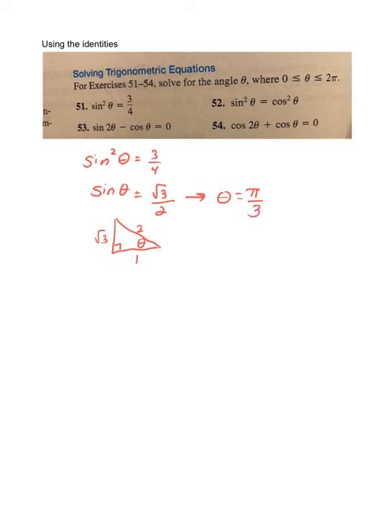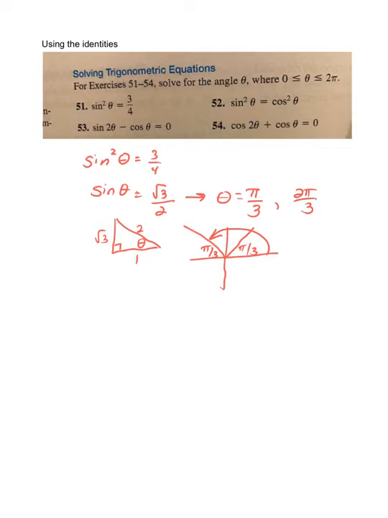They want to know all of the angles that are available between 0 and 2 pi. So I know that sine is positive in quadrant 1. I also know that sine is positive in quadrant 2. So if I put that reference angle in quadrant 2, it means that theta could also be 2 pi over 3, because that would be the angle that's in quadrant 2.